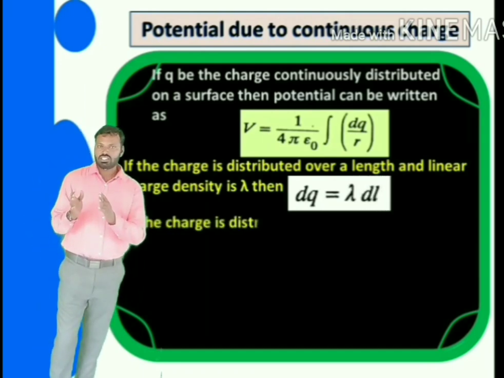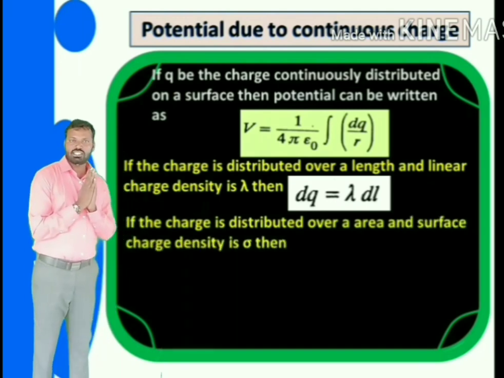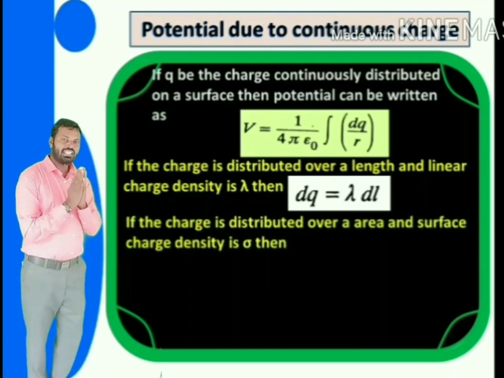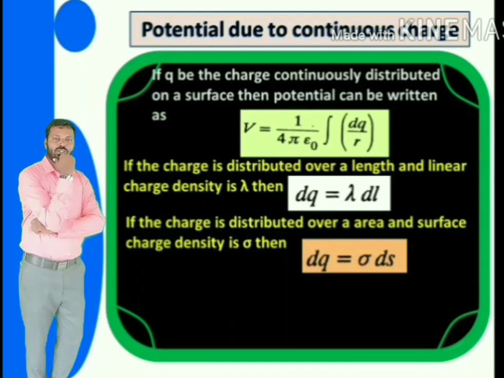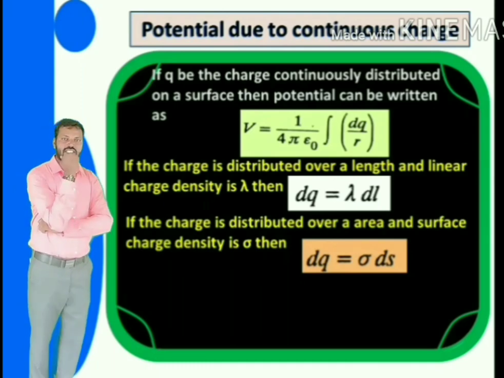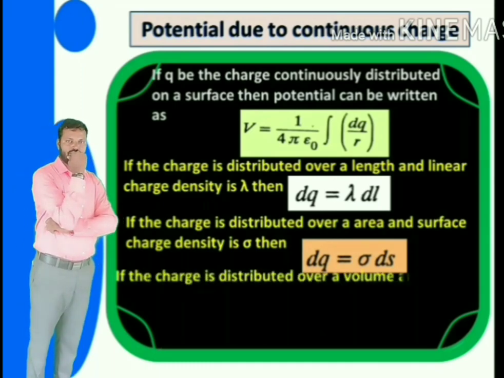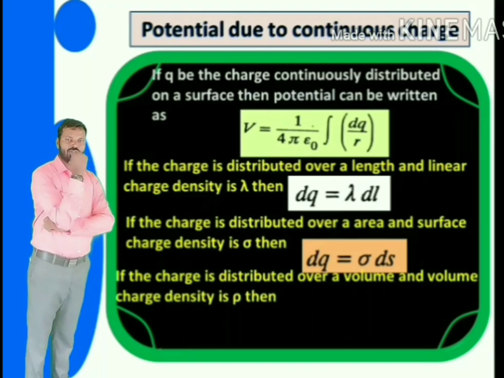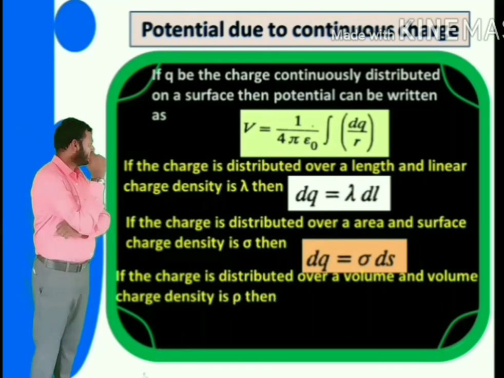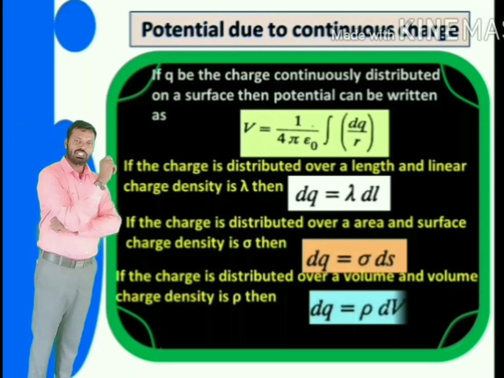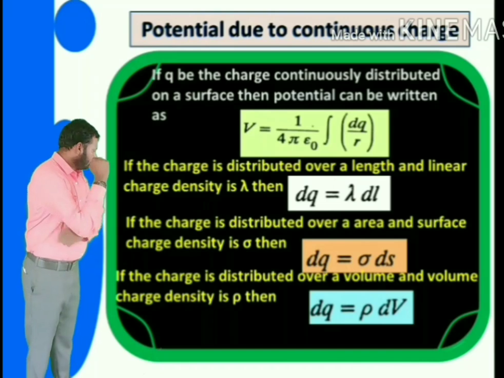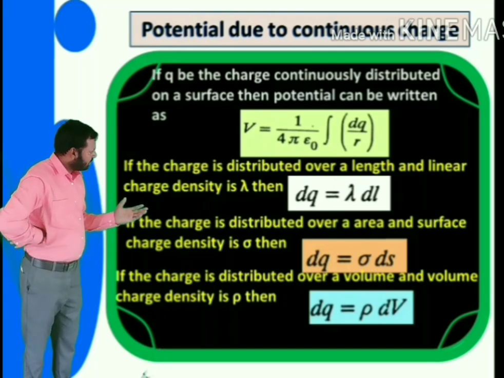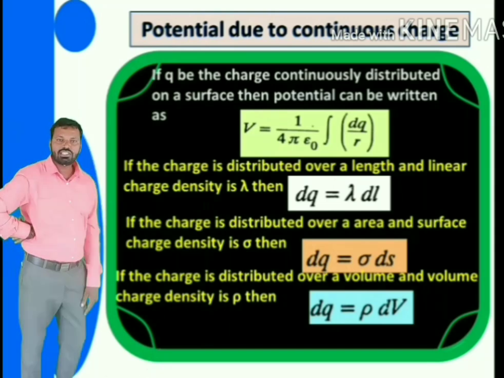If the charge is uniformly distributed throughout a surface, then I can use surface charge density sigma. In this case, dq is equal to sigma into ds. If the charge is distributed over a volume, then we have to use volume charge density rho. In this case, dq is equal to rho into dv. Using these formulas, we can find potential due to continuous charge distribution.